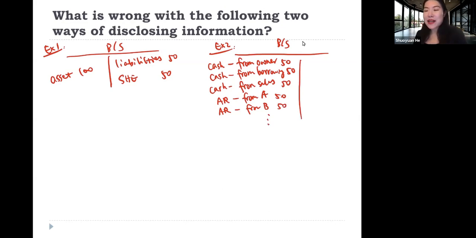Could you take 5 minutes? Please look at these two ways of making a balance sheet, and can you tell me what is wrong with either of those ways? You can pause your video for now and think for a bit.